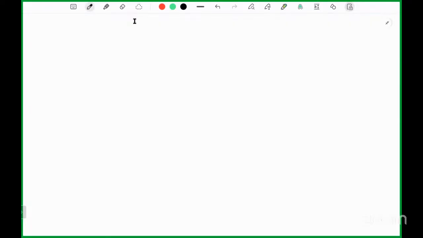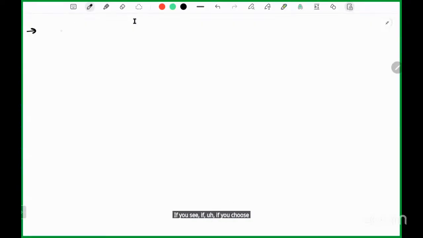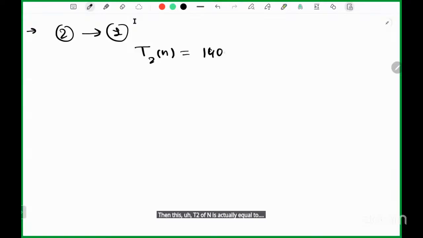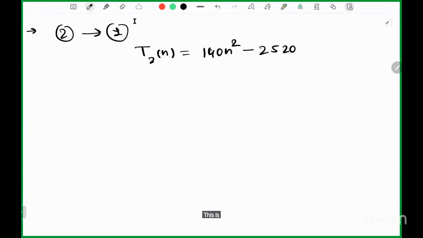Yeah, see, what is happening here? So I'll write down the direct expression which we already got. If she chooses offer 2 and then offer 1, then this T2 of n is actually equal to, I'm writing the direct expression after putting the value of mn, 252 n plus 24080. Is this correct? Yes, ma'am.